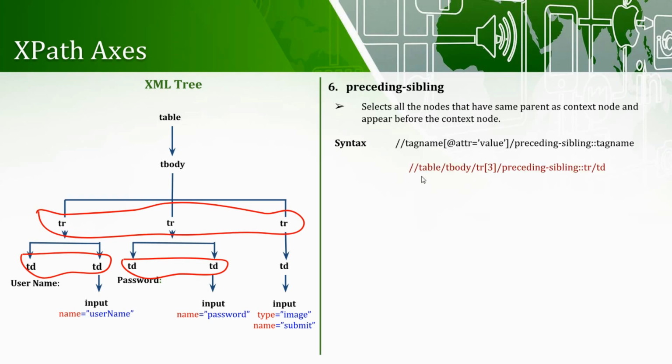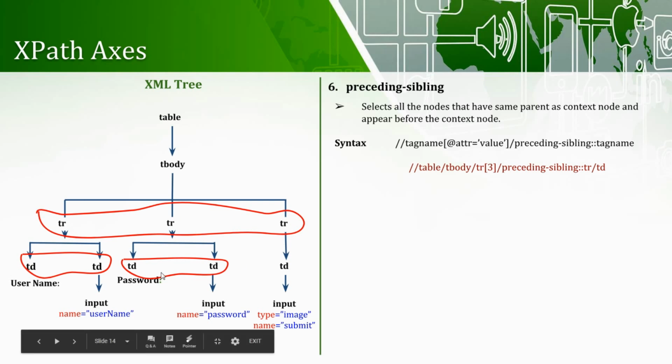If I consider this example, /table, then table body, then I'm saying tr3. So this is a tr3 node. Then I'm saying preceding-sibling. Now the preceding-sibling of tr3 is which? tr1 and tr2. Out of these two outputs, I am saying to select the node of type tr/td.